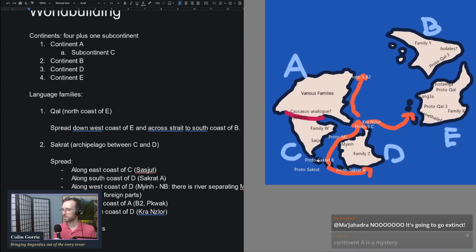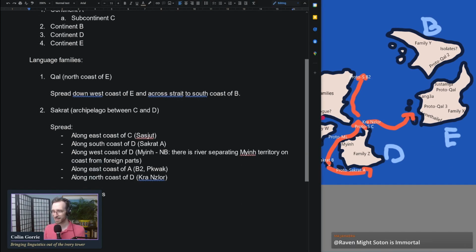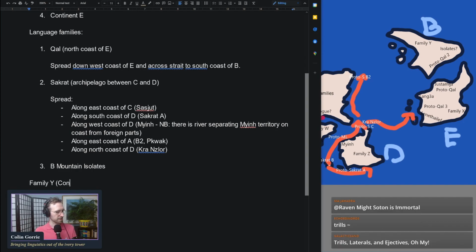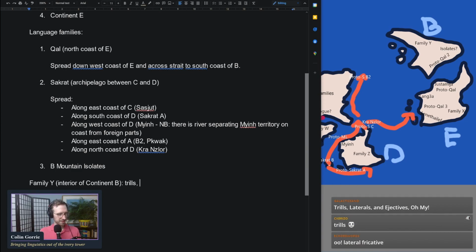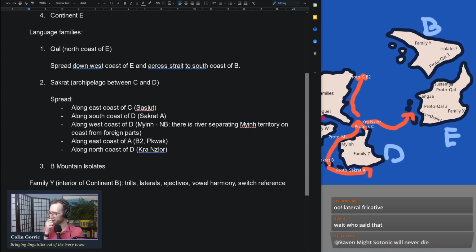Okay. For family Y, so Deadman asks, for family Y, can we have a language filled with trills, laterals, and ejectives? Filled with trills, laterals, and ejectives. Potentially with vowel harmony and switch reference. All right, why not? That's as good a prompt as any. So family Y is on continent B. We'll say interior of continent B. Trills, laterals, ejectives, vowel harmony, switch reference. Cool. Can't wait to work on that.